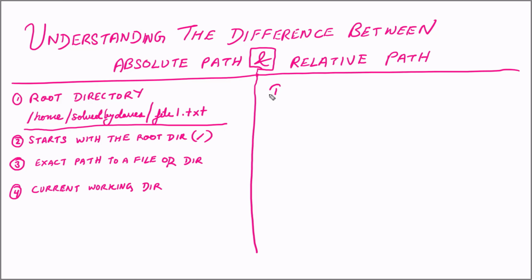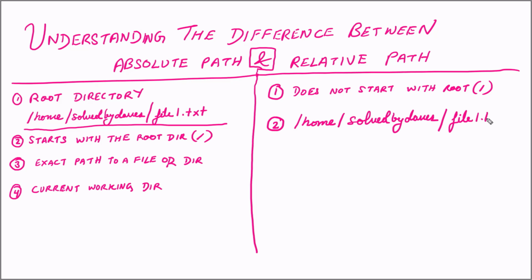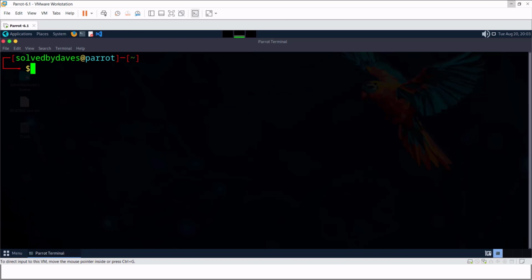Now, on the other hand, a relative path specifies a file or directory location relative to the current working directory. It does not start from the root directory, but from the current location in the file system. So it's always relative to the current directory you are in, and it can use . for the current directory and .. for the parent directory to navigate. So I have switched back to my Parrot operating system and let me show you how this works.